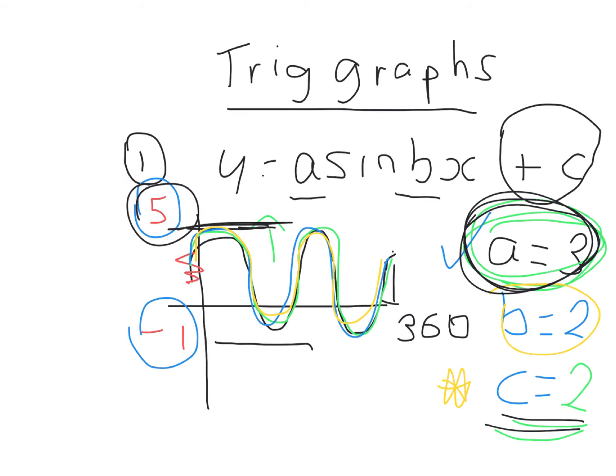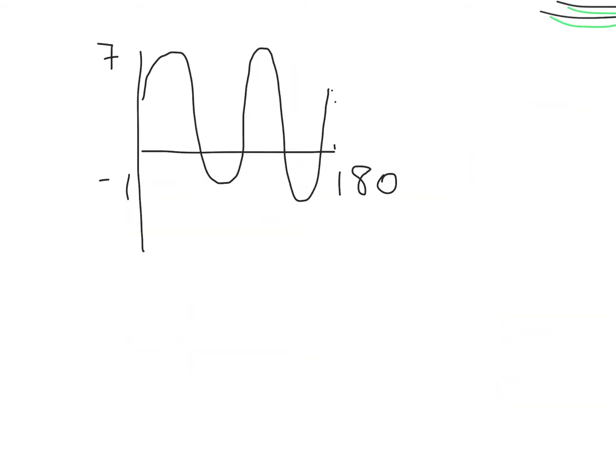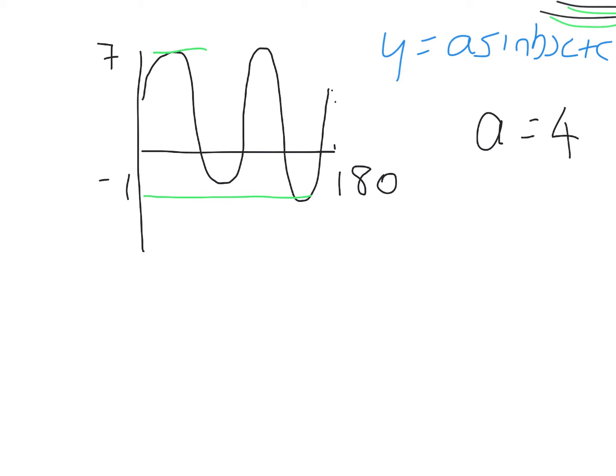Let's try an example 2. Okay, this time again, the curve is of the form a sine bx plus c, and we need to find a, b, and c. Okay, so the amplitude is the total vertical height halved. So the thing goes up to 7 and down to minus 1. That's a total height of 8. Half that to get the amplitude, and the amplitude then is 4. How many cycles in 360 degrees? Well, there's 2 complete cycles in 180, so that's 4 complete cycles in 360.